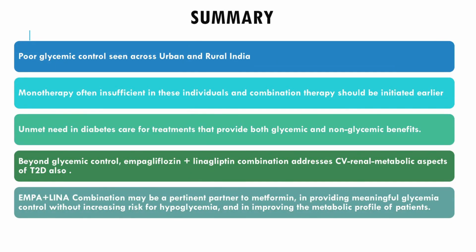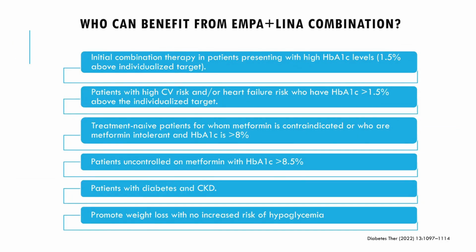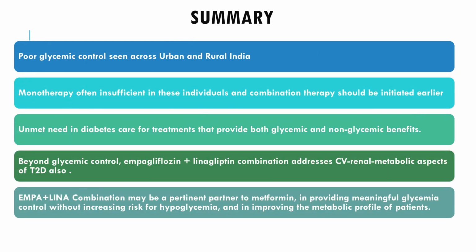So to summarize, I think overall, it's a very important concept that you have to understand: poor glycemic control. We have a lot of patients with poor glycemic control, and sometimes monotherapy is not enough, so you have to add an additional drug. I think a good idea is to give a combination of an SGLT2 with DPP4, something like an EMPALINA, where you have a single drug, significant HbA1c reduction, as well as other pleiotropic benefits.